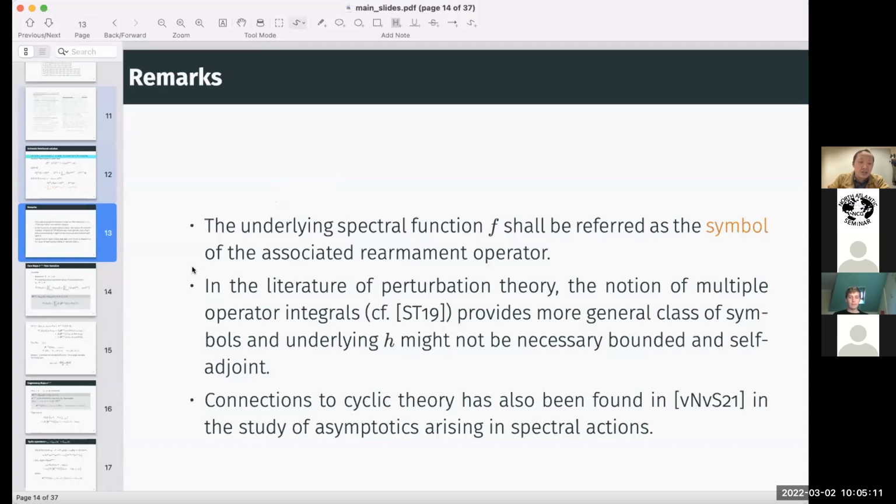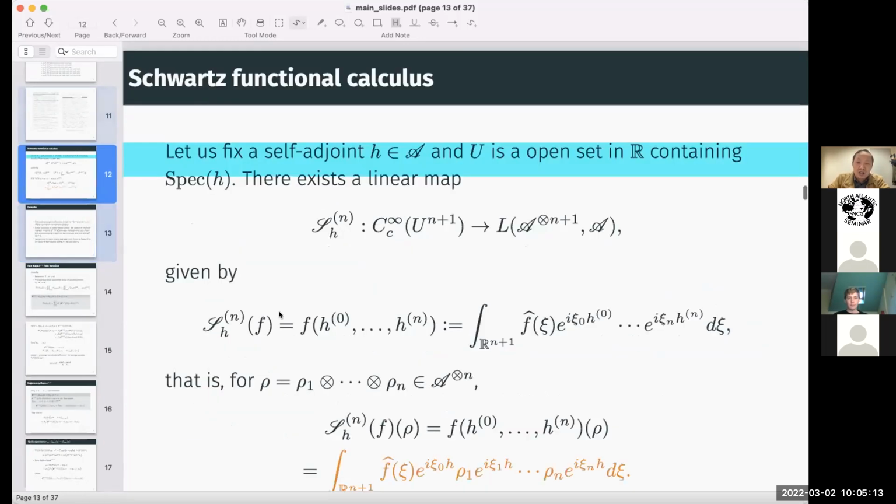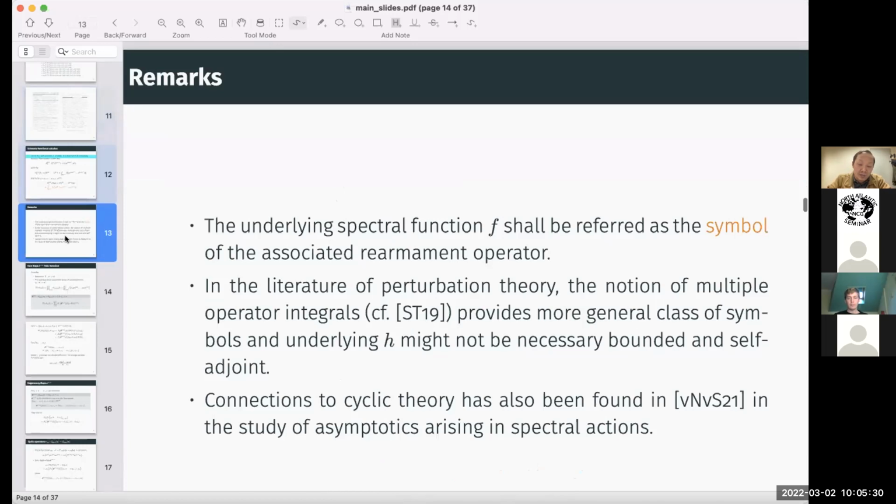Another question is that of course you can make sense of this sort of rearrangement for a larger class of functions f, and maybe for a larger class of operators H. Here I chose a self-adjoint, bounded operator. But for example, you can consider H to be the Dirac operator, which is unbounded.